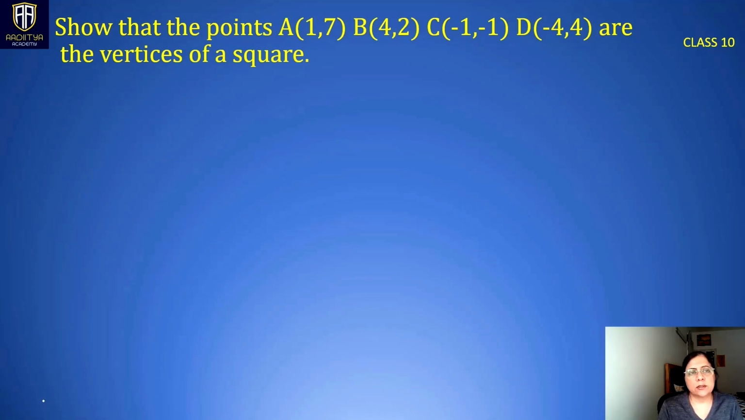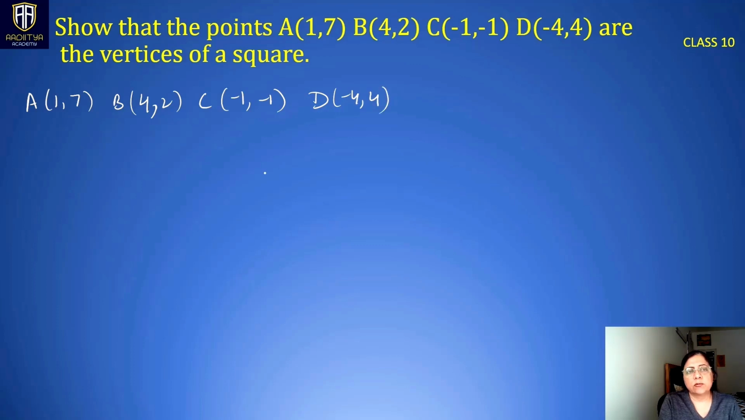Next question says, show that the points A, B, C, D are the vertices of a square, right? So we have A as 1, 7, B is 4, 2, C is -1, -1, D is -4, 4. Now to prove a quadrilateral being a square, what we have to do is all the sides of a square are equal. So the very first requirement is that we have to take the distances of all the four sides, like AB. Now what is AB? Square root of x2 minus x1.